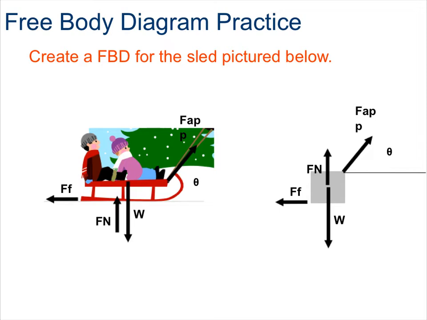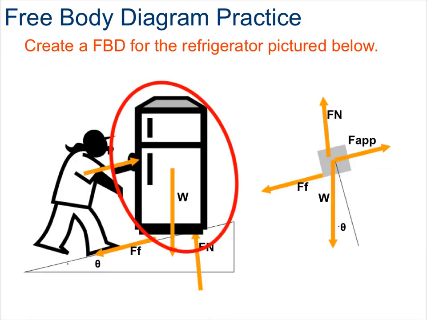We have that normal force keeping the sled from falling. And we have the force of friction, which is coming into play when the sled is rubbing against the ground as it's being pulled. Let's go ahead and take a look at another free body diagram practice problem.